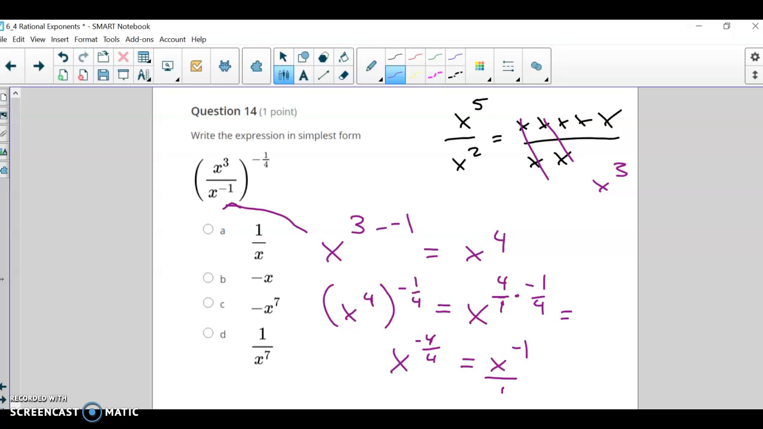X to the -1 or negative exponent just means flip it and make it positive. So I'm going to do the reciprocal there and get x to the 1st. So it's 1 over x to the 1st is the right answer.